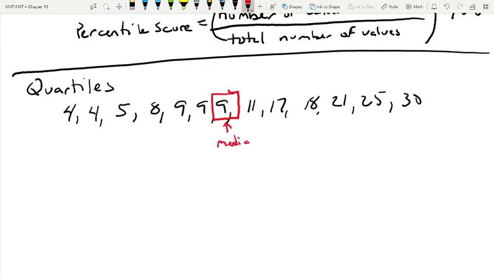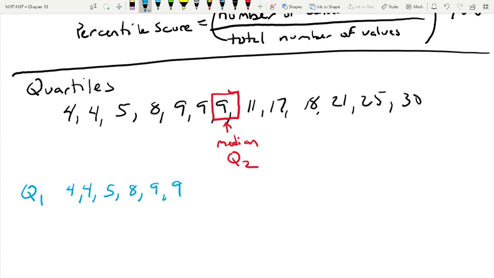And in terms of quartiles, this corresponds to Q2. Okay. So Q2 is the median, which in this case is 9. Right? So now we want to find Q1. And so for Q1, we take the numbers that are less than our median. So that's going to be the numbers 4, 4, 5, 8, 9, and 9.